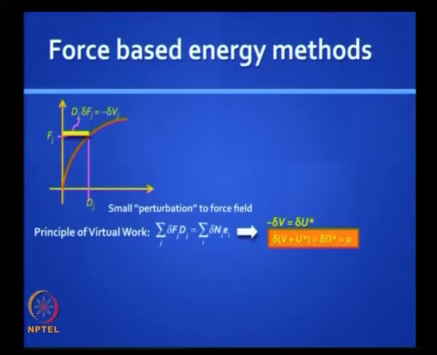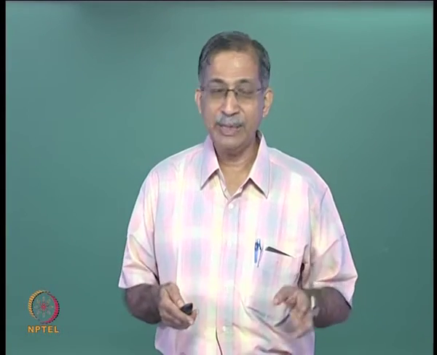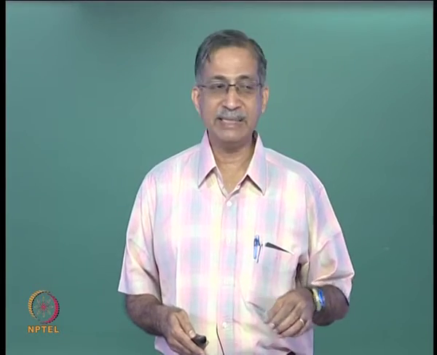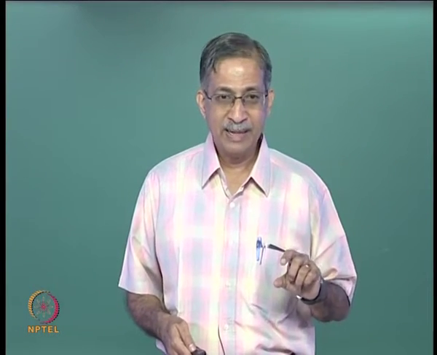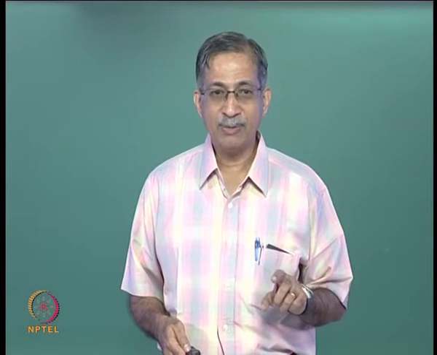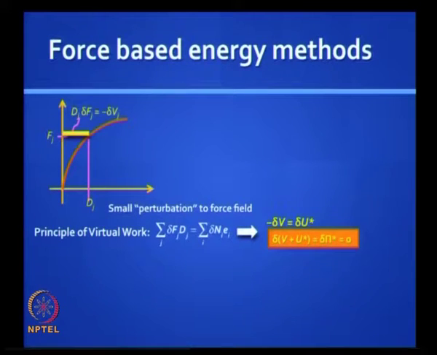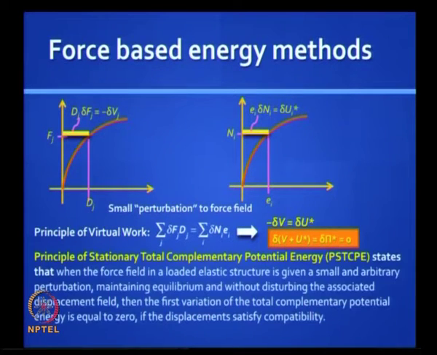Here you go back to that truss, and instead of disturbing the displacement field, you disturb the force field. You increment those forces positively or negatively by a very small component, and you invoke the principle of virtual work, and you will find that now delta V plus delta u star, which is delta pi star, is equal to 0. You can prove this in the same way. Okay. So there is no need to explain this further. So you have the external incremental change in work and the change in strain energy.